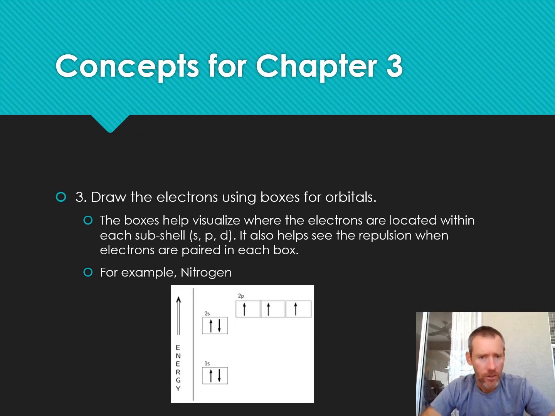You need to be able to draw the electrons using the box orbitals. So you have to visualize how the electrons are located in each subshell and then each orbital. For example, nitrogen has 1s filled, 2s filled, but then 3 electrons in the 2p, all going in the same direction.